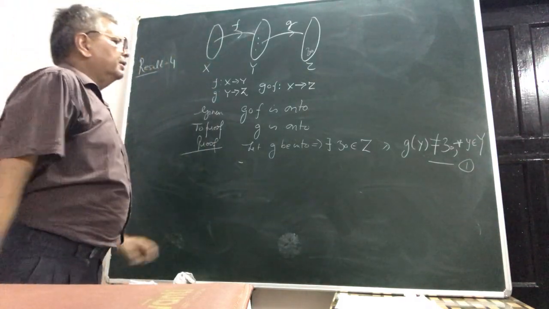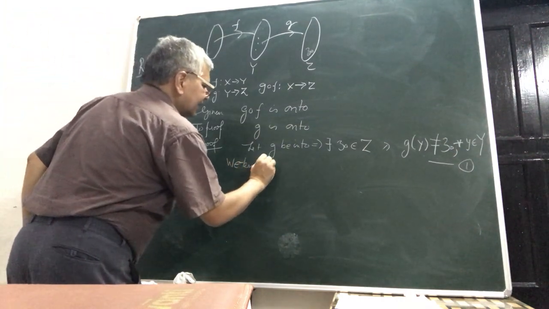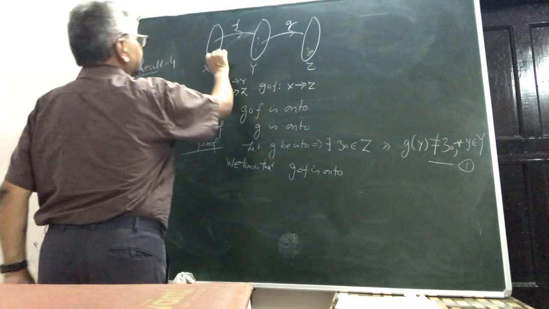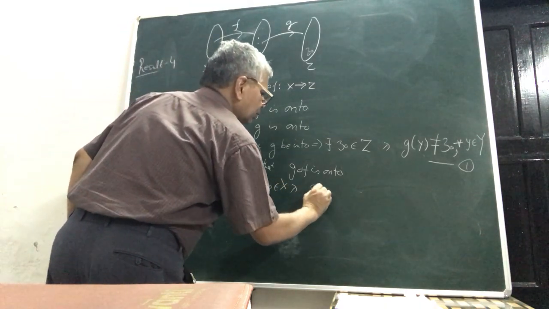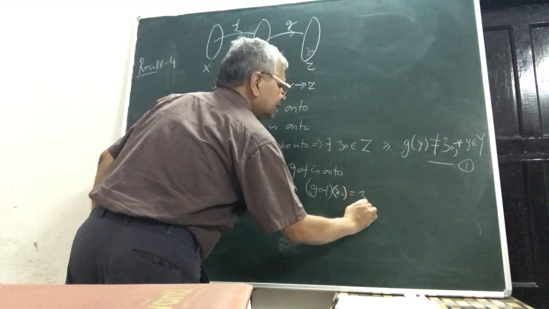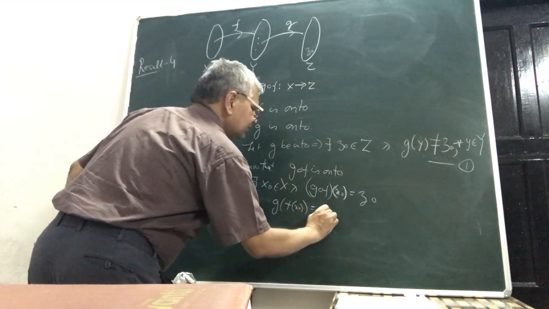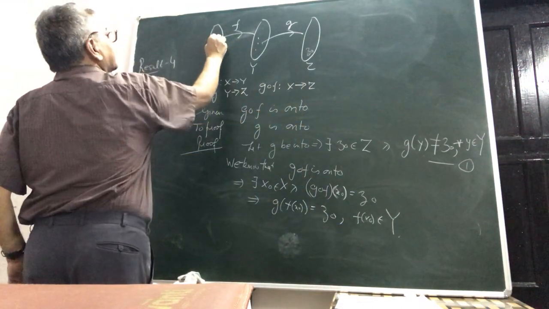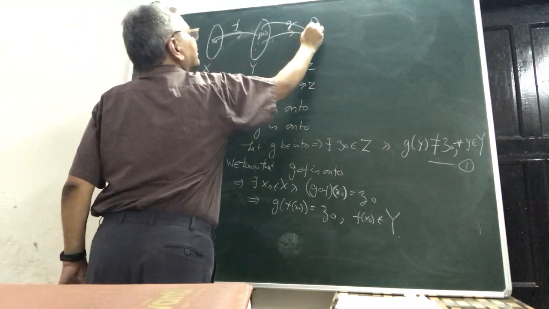Now we will prove the result. We know that g of f is a mapping from X to Z. This implies there exists x naught in capital X such that g of f of x naught is equal to z naught, implying that g(f(x naught)) is equal to z naught. Now, f(x naught) is the element of set Y. See, there exists the element x naught whose image will be f(x naught), and the image of f(x naught) will be the z naught image.